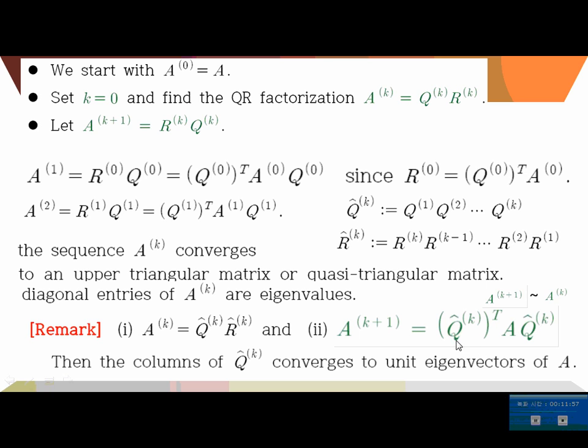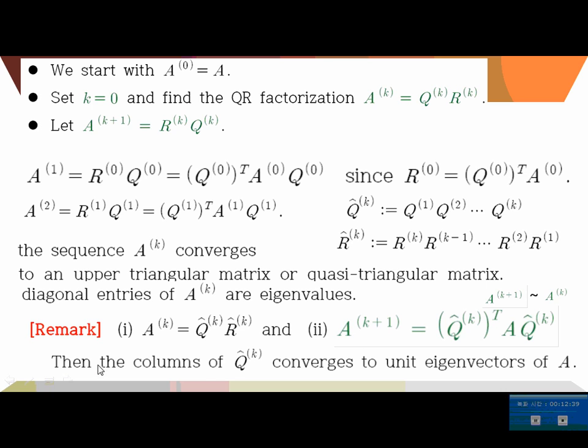What this means is that this is a product of unitary matrices, a product of real orthogonal matrices, so this is also a real orthogonal matrix. So this matrix A_{k+1} is unitarily similar, real orthogonally similar, to the matrix A. So the eigenvalues of this are the same as the eigenvalues of A, and this is an upper triangular or quasi-triangular matrix. So the eigenvalues of A can be found from here easily. That's the whole idea of QR decomposition.